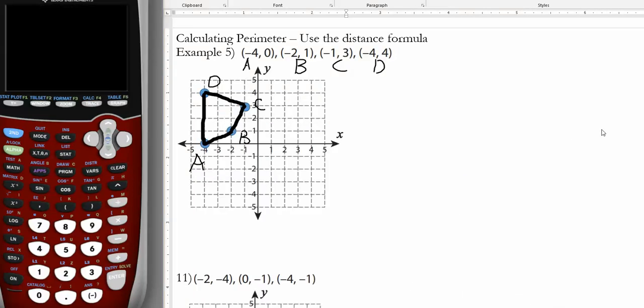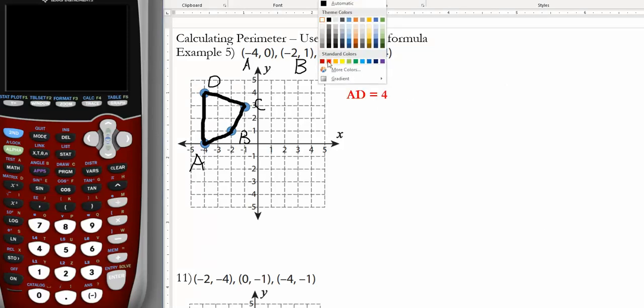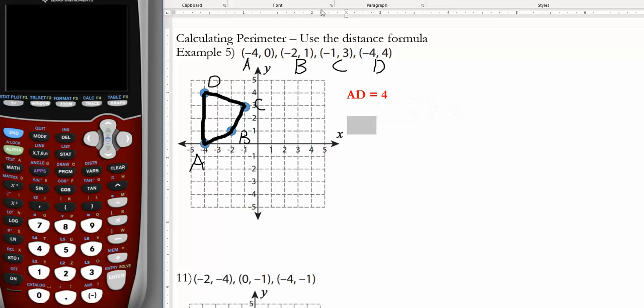And for our last problem, we're going to do perimeter using distance formula. Now remember on this one, if you have any vertical or horizontal sides, we don't have to do distance formula. So luckily enough, AD we already see is 4, because it's a vertical line right there, and we don't need to do that. So next, let's look on each individual one. We're going to do AB.